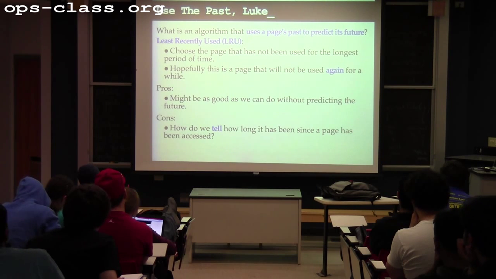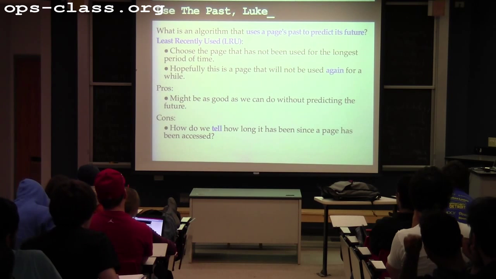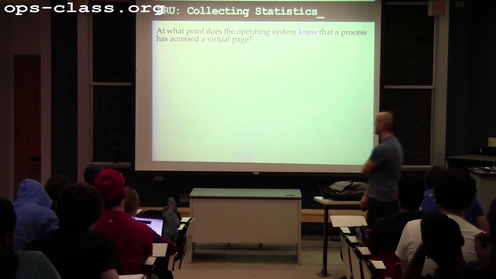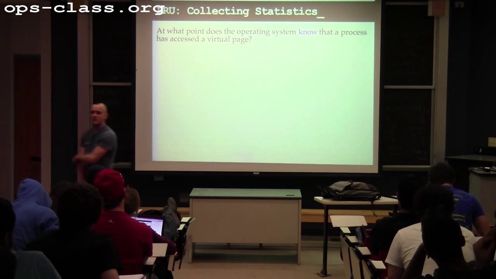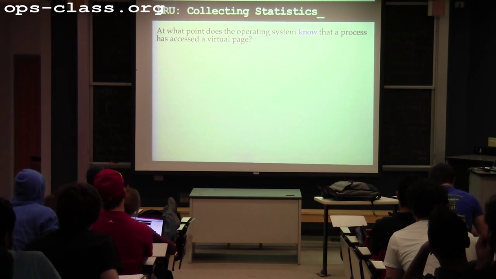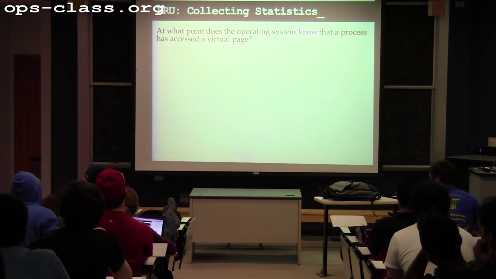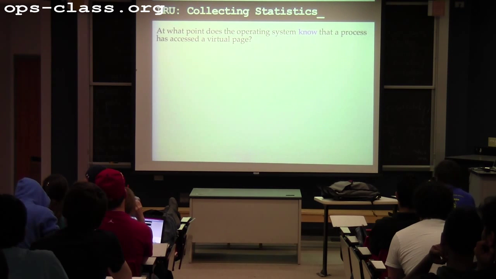The first is, how do we tell how long it's actually been since the page was accessed? And the second is, how do we store how long it's been since the page was accessed? So how do we collect the statistics that we would need to actually run this algorithm? When does the operating system know for sure that a process has accessed a virtual page?